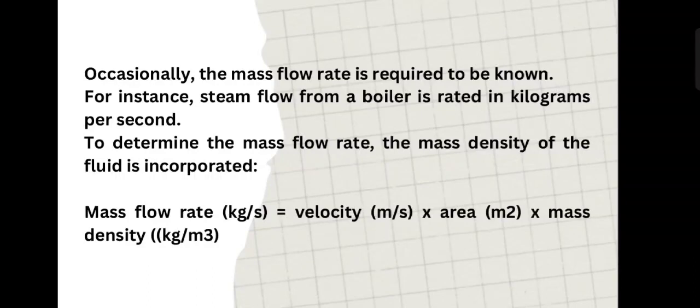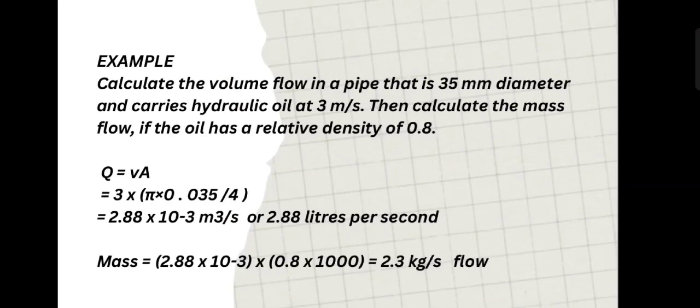So here is an example. Calculate the volume flow in a pipe that is 35 mm diameter and carries hydraulic oil at 3 m per second. And calculate the mass flow if the oil has a relative density of 0.8. First we need to calculate the volume flow, then the mass flow. We're going to use the formula we mentioned a while ago, then substitute the given values.